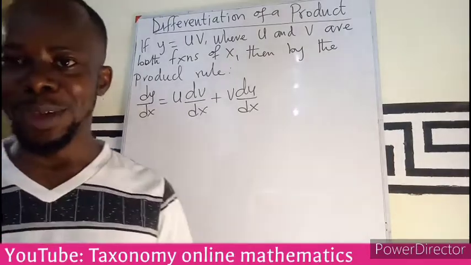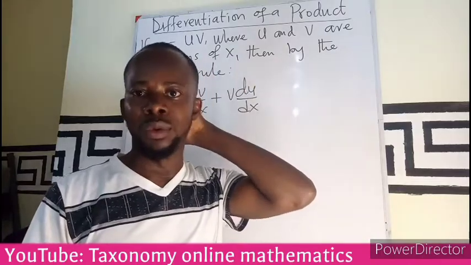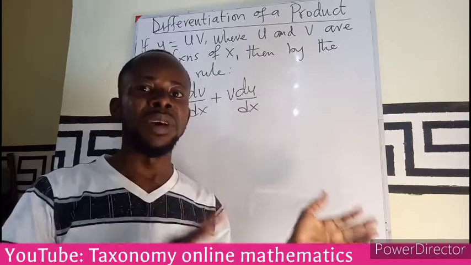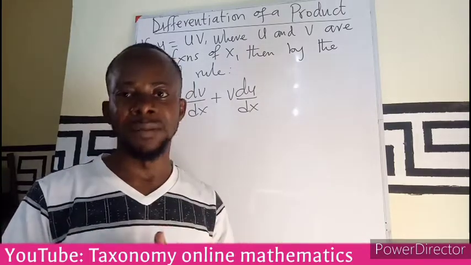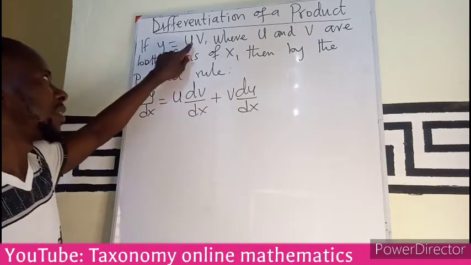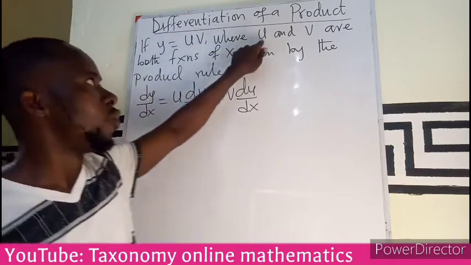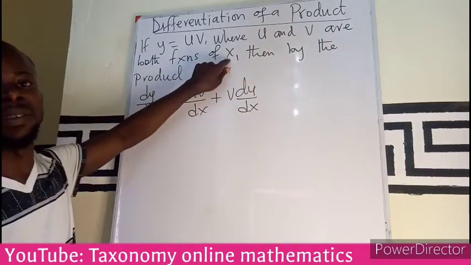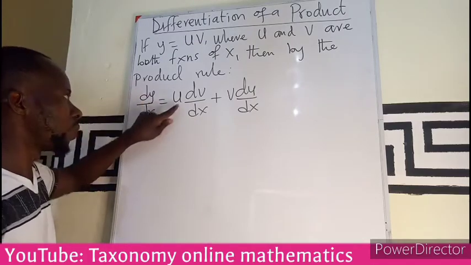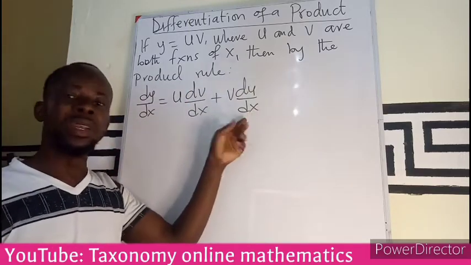We are still on the topic calculus, a very broad topic. We are now moving on to the product rule, that is differentiation of a product. Meaning if I have a function of a function multiplying each other, we can have its definition to be: if y is equal to a function of u multiplying a function of v, that is, if u and v are both functions of x, then by the product rule we have dy/dx equals u dv/dx plus v du/dx.